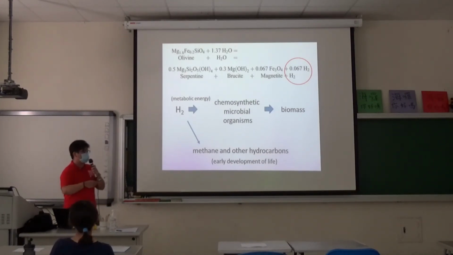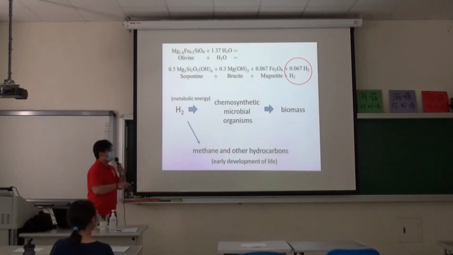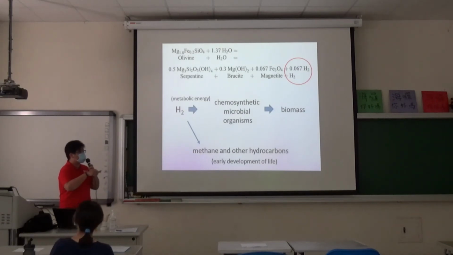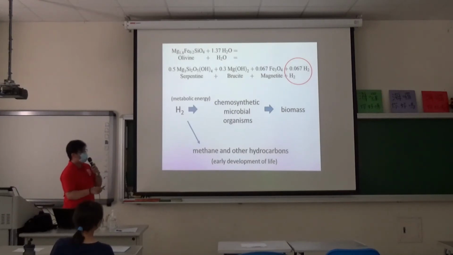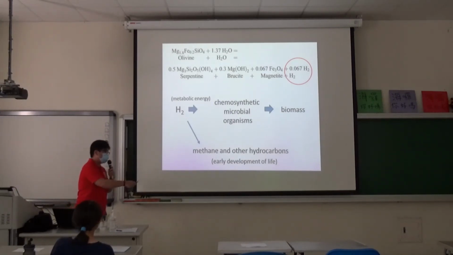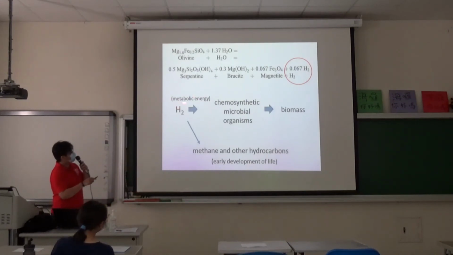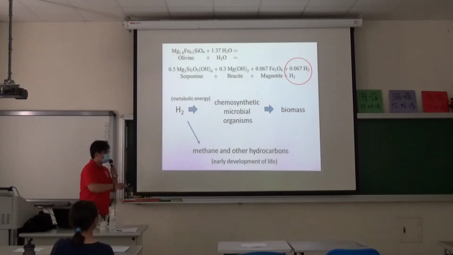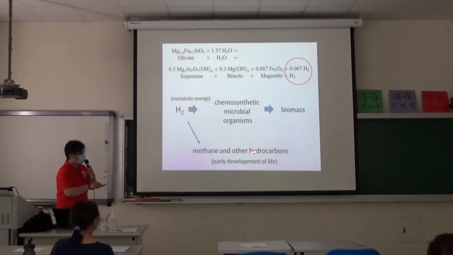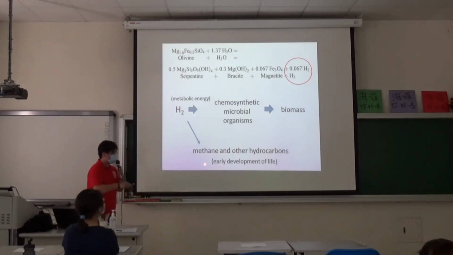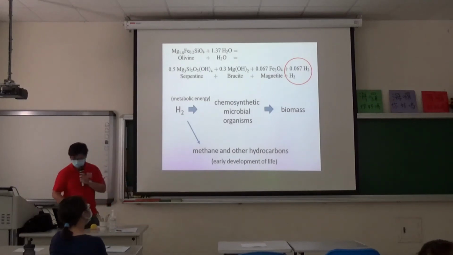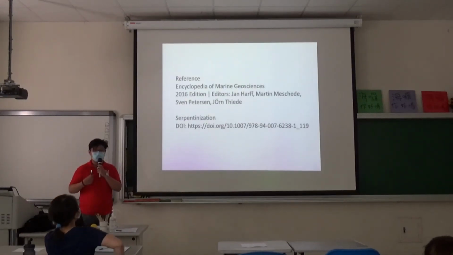So it can build a food web. So life systems can be built. And besides this, in the early history of the Earth, this hydrogen produced by this reaction may have a chance to be transformed to methane or other hydrocarbons, which means it produces a material to develop life. And this is reference. Okay.